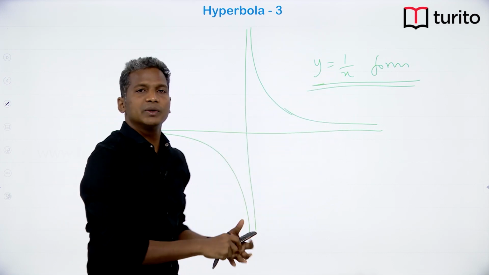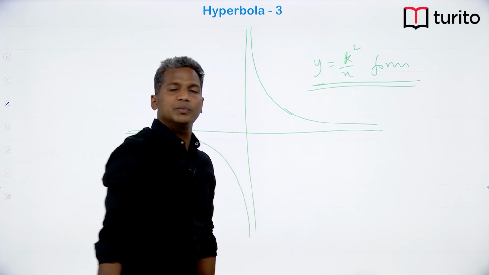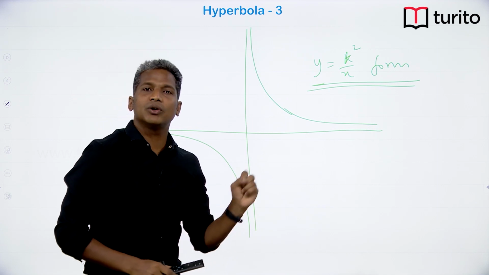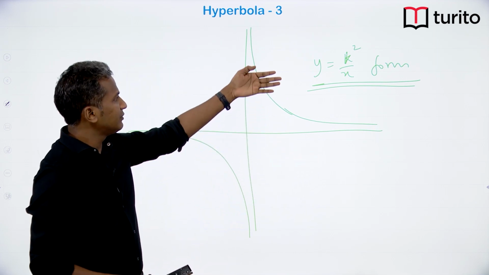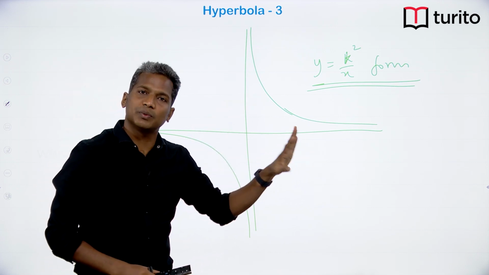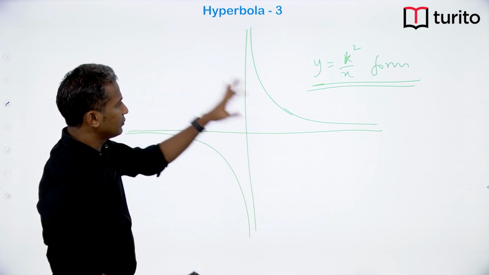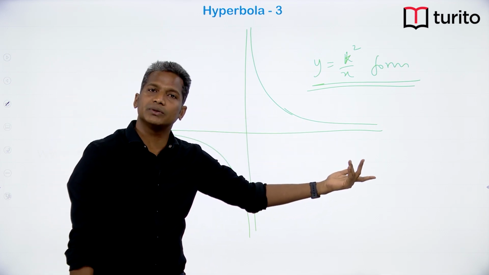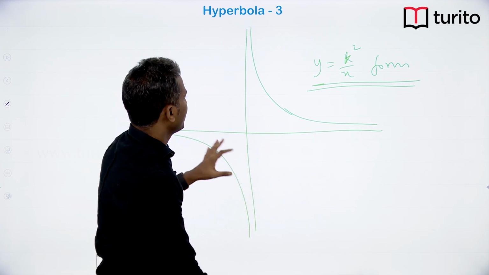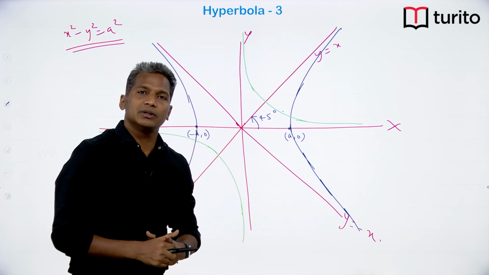Okay. Now, y equal to 1 by x is one of the rectangular hyperbolas, but the general equation is not of course this. We put one constant here. Okay. Why are we putting a positive constant? Because we want the product of both x and y coordinates to be positive. So, if the curve is in the first quadrant and third quadrant, x into y must always be positive. If the curve is in the second and fourth quadrants, then x into y must be equal to minus some constant square.